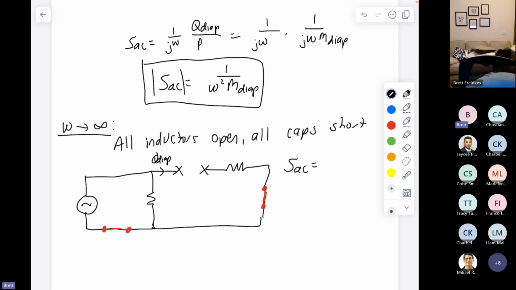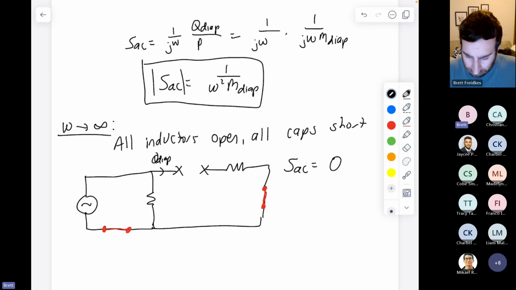Our acoustic sensitivity has to be zero in this situation, because physically, the mass doesn't have time to move and catch up with the frequency. If it's moving at an infinitely high frequency, the mass doesn't have time to deflect. From a modeling perspective, the impedance of the mass is j omega times m. So if omega is infinite, that means the impedance is infinite, and that blocks the flow from going through that portion of the circuit. So at that very high frequency, that's what we end up seeing.